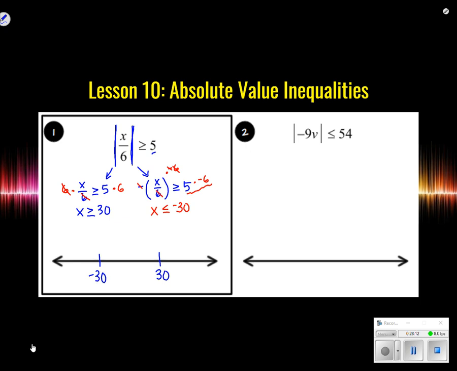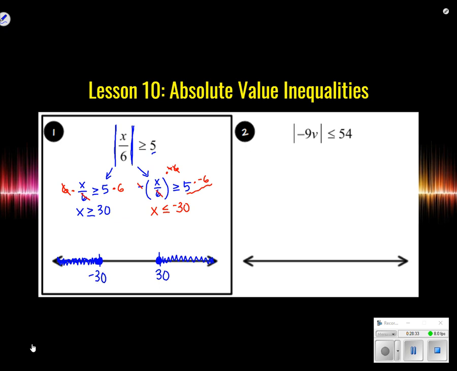So let's see what we have. At 30, I have a closed circle because there's an equal to bar, and I'm going to shade to the right. At negative 30, I've got a closed circle because there's an equal to bar, and I'm going to shade to the left. Ooh, it's an or compound inequality. And that's what the graphs are going to look like for your absolute value.